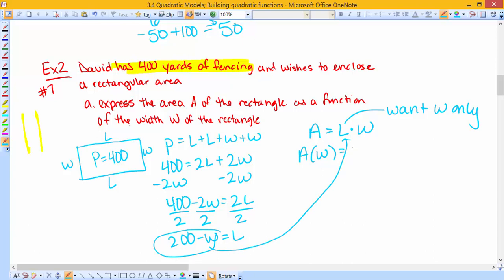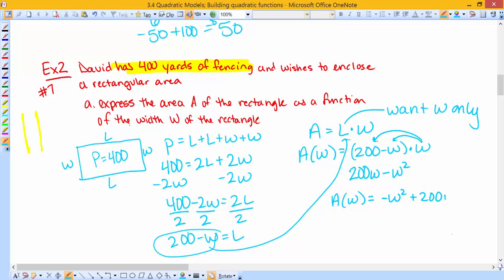So this is going to be 200 minus W times W. Because it is multiplication, I distribute and I get 200W minus W squared. We are used to seeing the squared first. So A of W equals negative W squared plus 200W. So there's our function. Now we're going to use that function to answer the next questions in this example.